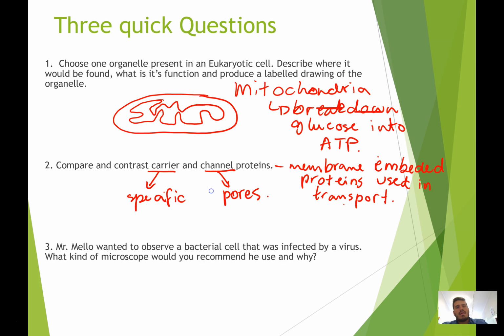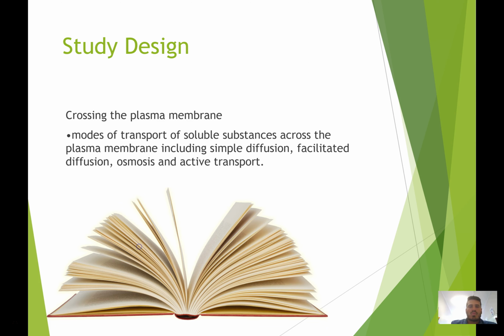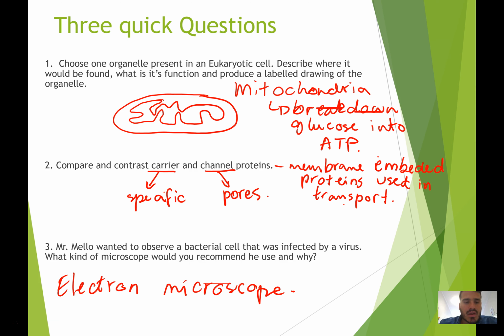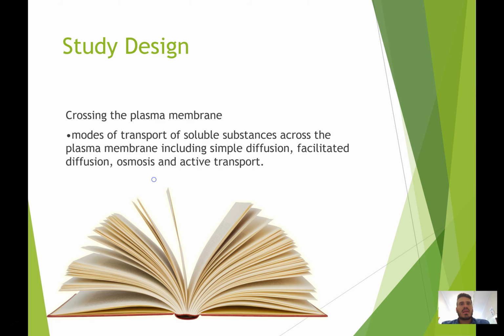And then lastly, the last question says, Mr. Mello wanted to observe a bacterial cell which was infected by a virus. What kind of microscope would you recommend he use? Hopefully you would recommend an electron microscope. If I'm going to look at a virus, it's going to have to be a pretty powerful electron microscope. Bacterial cells themselves are actually better seen through an electron microscope, because they look like tiny little dots, pretty much.